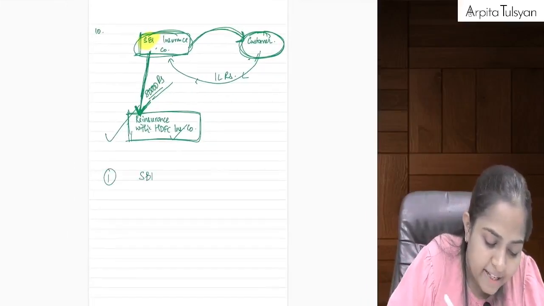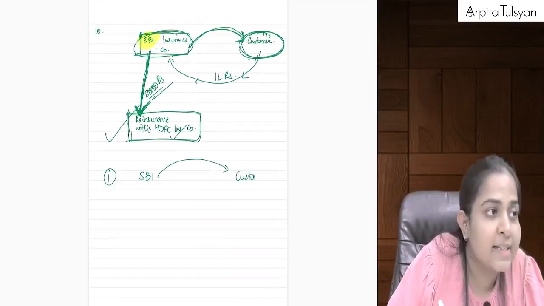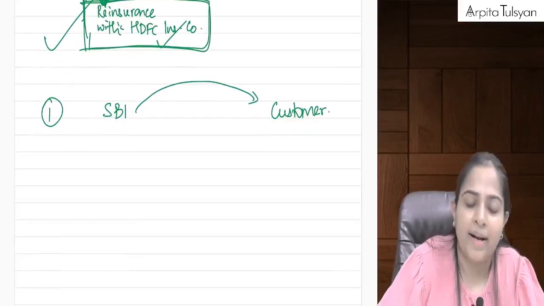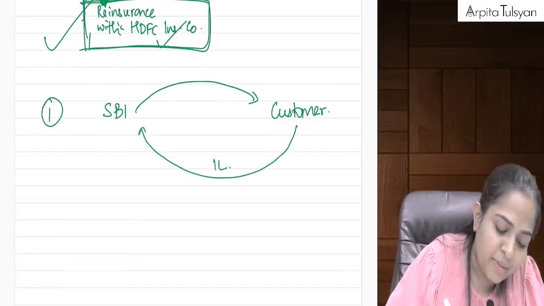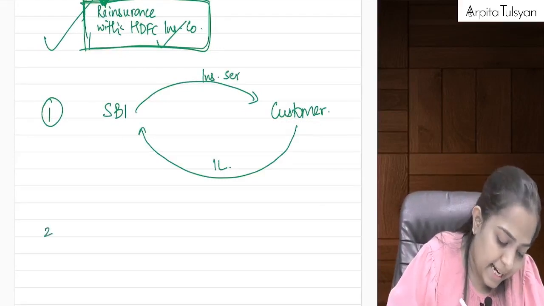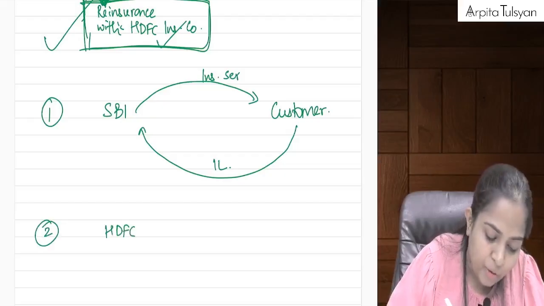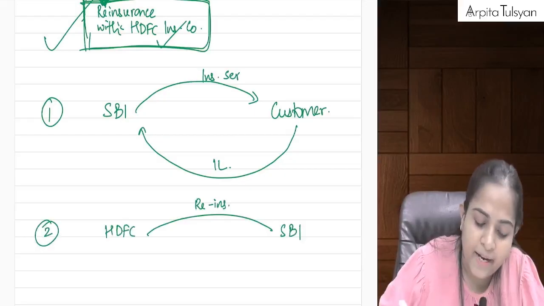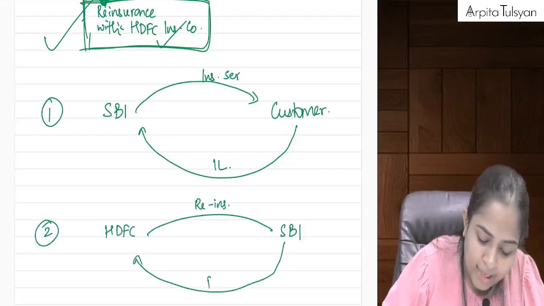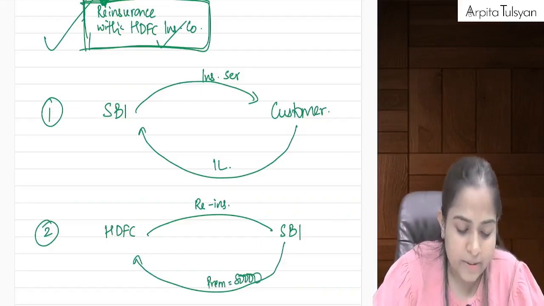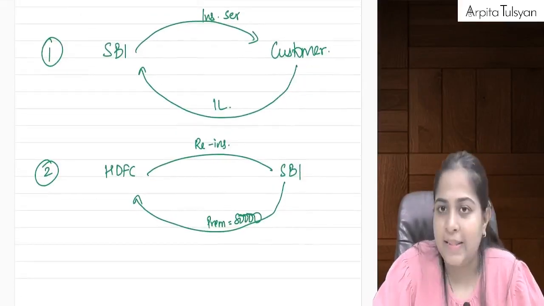First contract is SBI providing insurance services to the customer, for which the customer is going to pay a premium of 1 lakh rupees. Second contract is HDFC providing reinsurance services to SBI, for which SBI is required to give some premium, and it is going to give a premium of 80,000 to HDFC. Are you able to understand this? Till here it is okay.